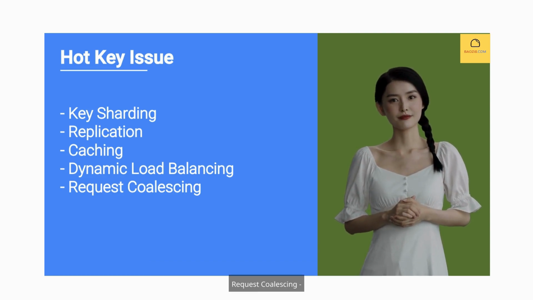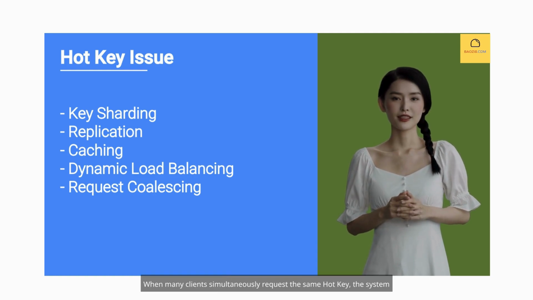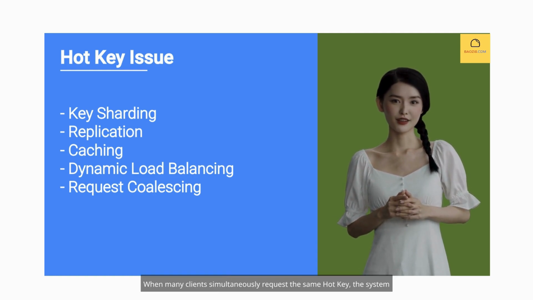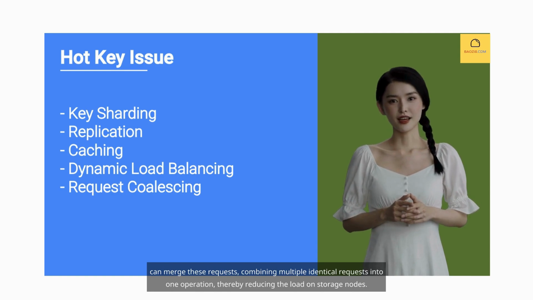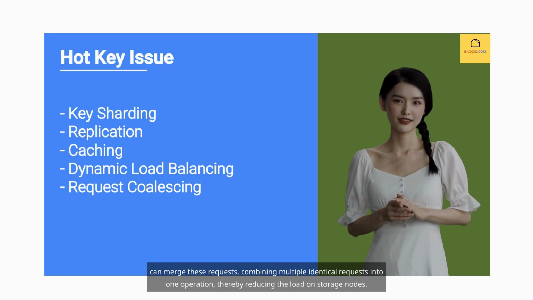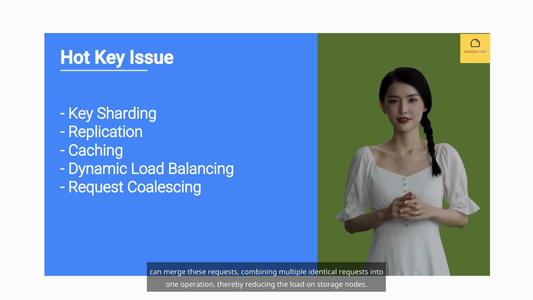Request coalescing. When many clients simultaneously request the same hot key, the system can merge these requests, combining multiple identical requests into one operation, thereby reducing the load on storage nodes.